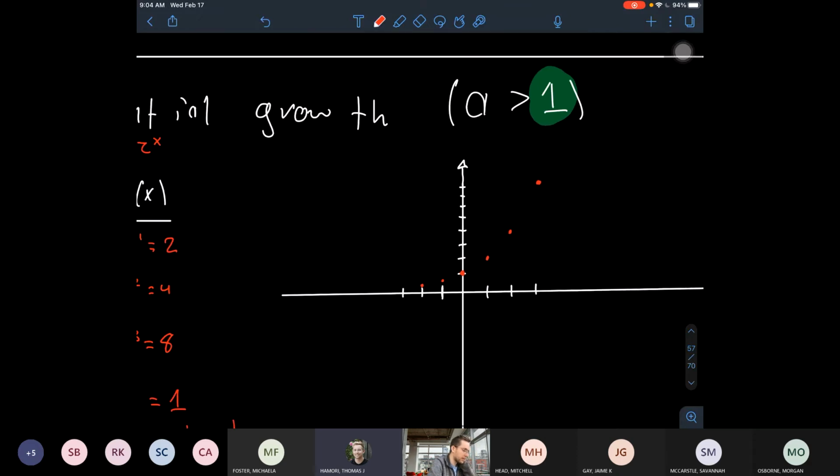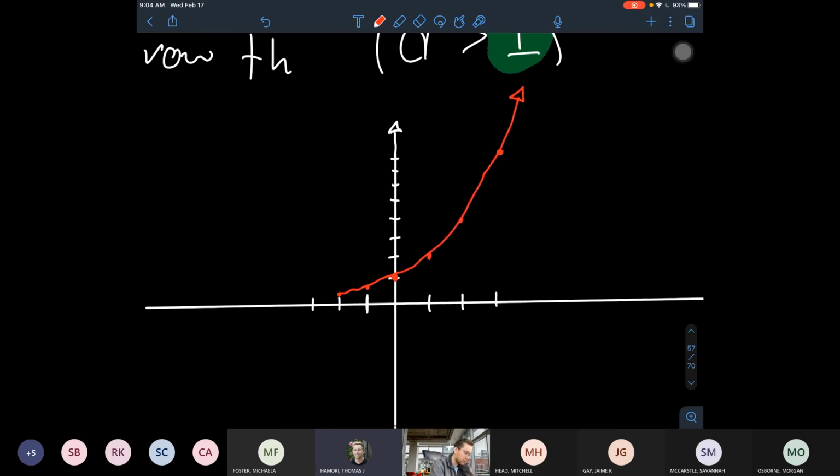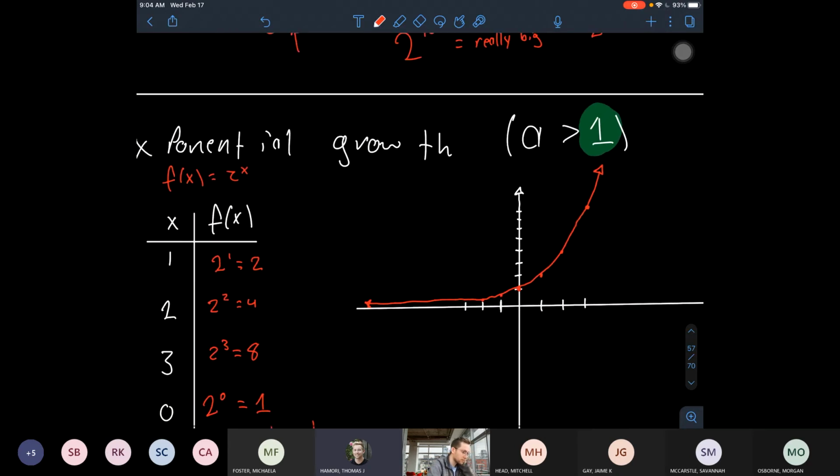Okay? And if we were to fill in the gaps of this thing with a smooth curve, here's what it's going to look like. It's going to be basically looking like a Hot Wheels track ramp or a monster truck ramp. Okay, so this is what it looks like.